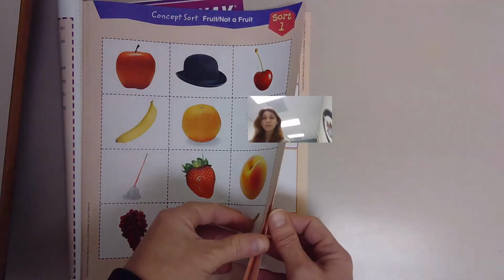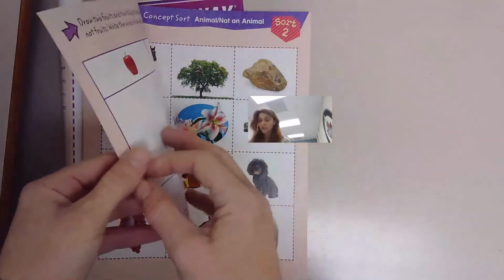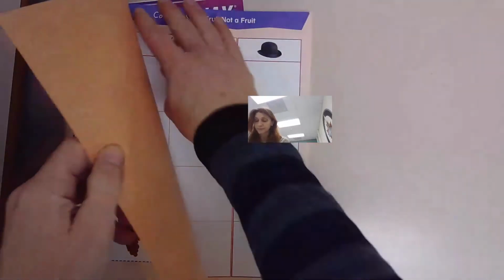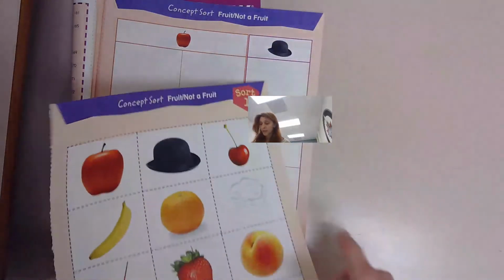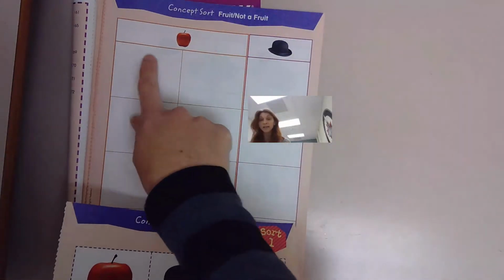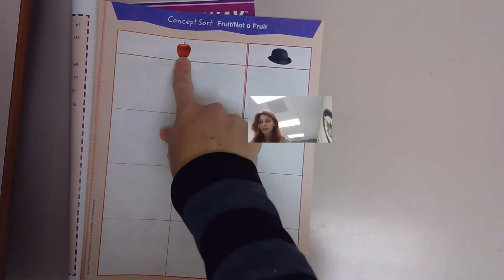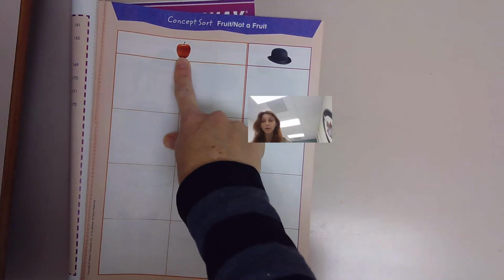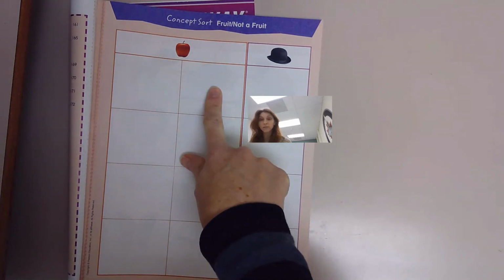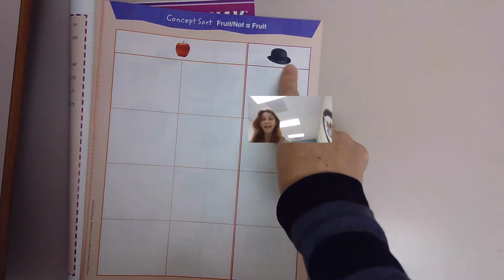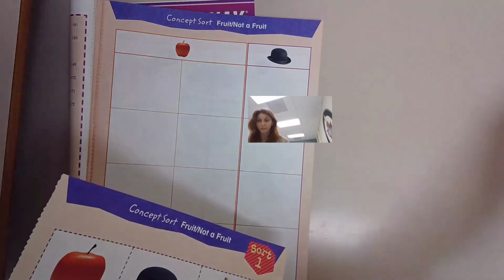So what you have to do is take your sheet, and we're going to cut out the objects and glue them where they belong on the second page. Under the picture of the apple is where we are going to glue the objects that are fruit. Under the picture of a hat is where we are going to glue the objects that are not fruit.